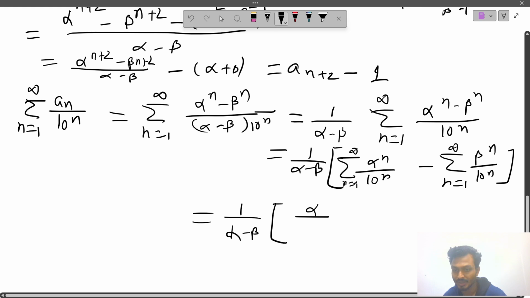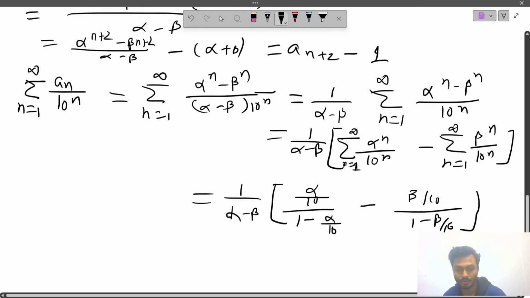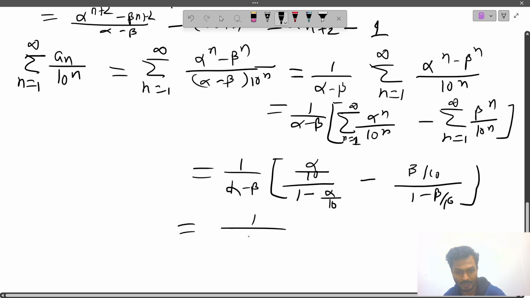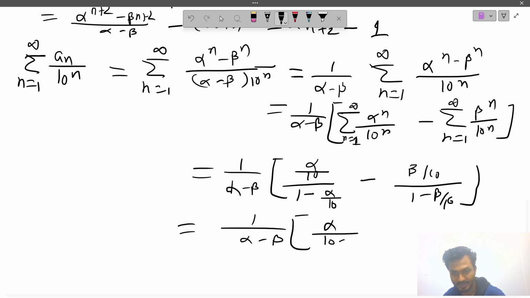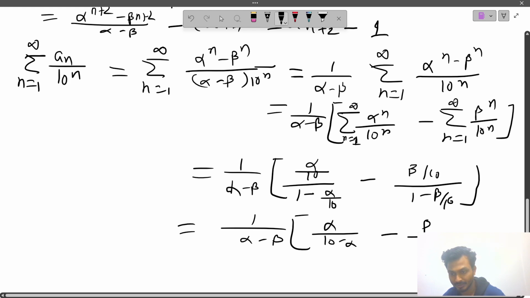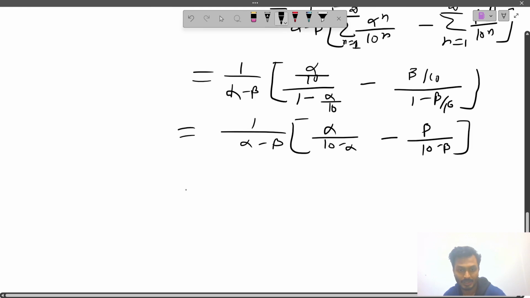Since it started from n equals 1, alpha by 10 is the first term and the common ratio is alpha by 10. So we get alpha by 10 divided by 1 minus alpha by 10, minus, similarly, beta by 10 divided by 1 minus beta by 10, right? So this equals 1 by alpha minus beta into alpha divided by 10 minus alpha, minus beta divided by 10 minus beta, right? So let us calculate this.